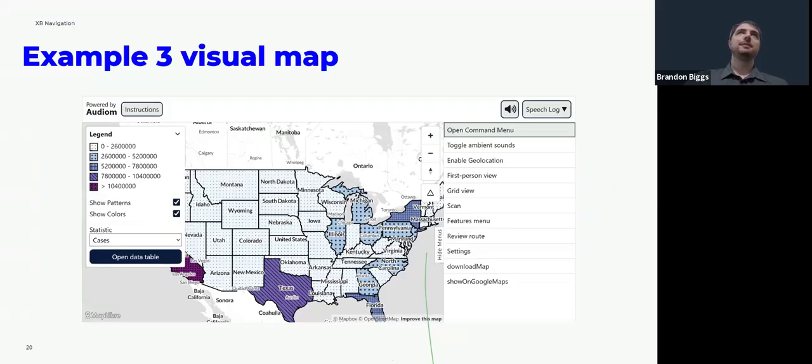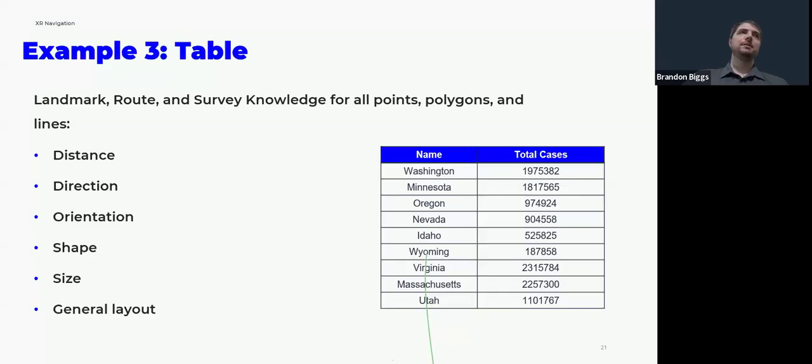So you don't get any of the shape information, you don't get any of the size information, any of the orientation information or the distance information. So it basically doesn't communicate any spatial information at all. So this is also not compliant.